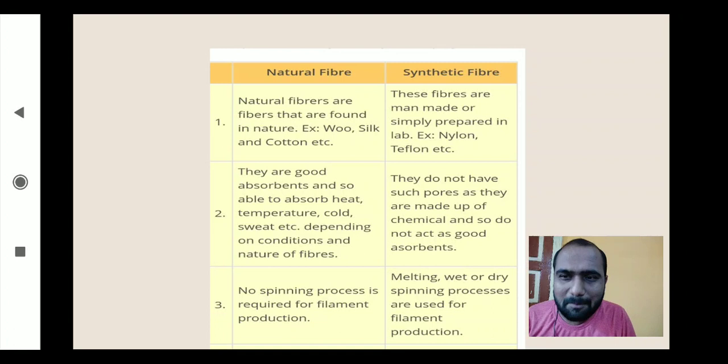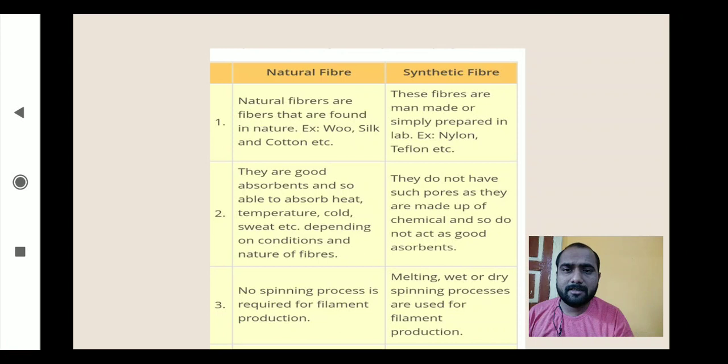Now let us see the third point between both. No spinning process is required for filament production. In natural fiber, we don't require the spinning process. Spinning process means we have to arrange the machines and spin on them. No. Simply we can make the thread, and by the thread we can start the weaving method or knitting method, and our fabric will get ready. But whereas in synthetic fiber, melting, wet or dry spinning processes are used to make the filament production. Filament means the thread, making the thread. So first melting, after that to make it wet, to make it dry, and after that this process will get completed and we can make the filament. Filament is the raw material which is required to make the thread.